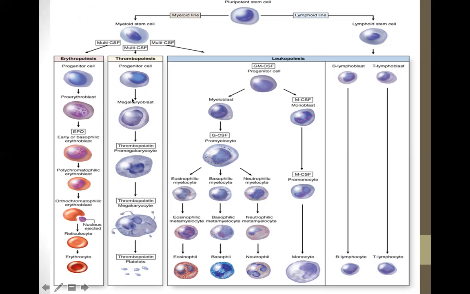Lahat po ito nasa bone marrow lang. Okay? Now, kailan magkakaroon ng platelets? Kapag nag-fragment itong cytoplasm ng megakaryocyte na nakikita sa bone marrow. Itong megakaryocyte hanggang bone marrow lang siya. Platelets ang pupunta sa blood circulation, not the megakaryocyte. So, how are these platelets formed? From the fragmentation of the cytoplasm of megakaryocyte.